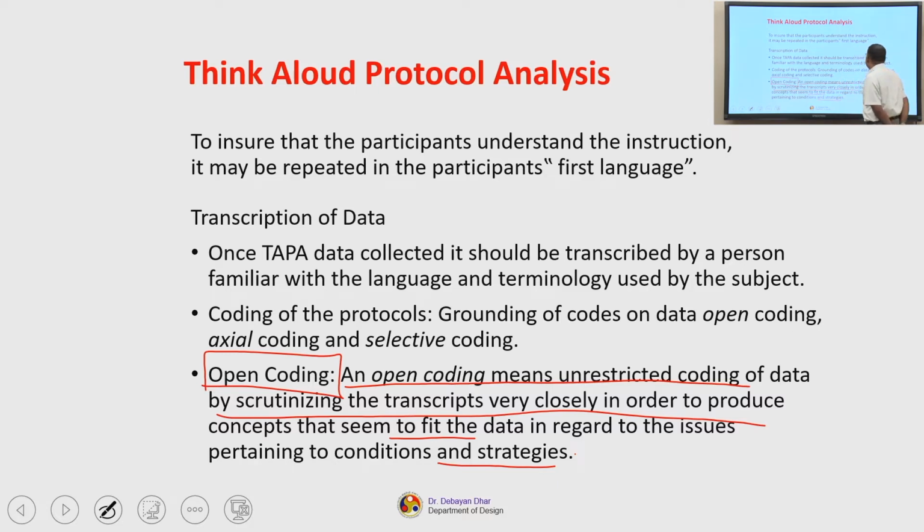So, open codes means unrestricted coding, that is important, right. And this is the first level of coding. It is done by scrutinizing the data based on its meaning, in order to produce concepts. So, the idea is to come up with concepts that seem to fit the data in regard to the issues pertaining to conditions. So, we are focused on defining concepts based on conditions and strategies. That is what is used to define the open codes.